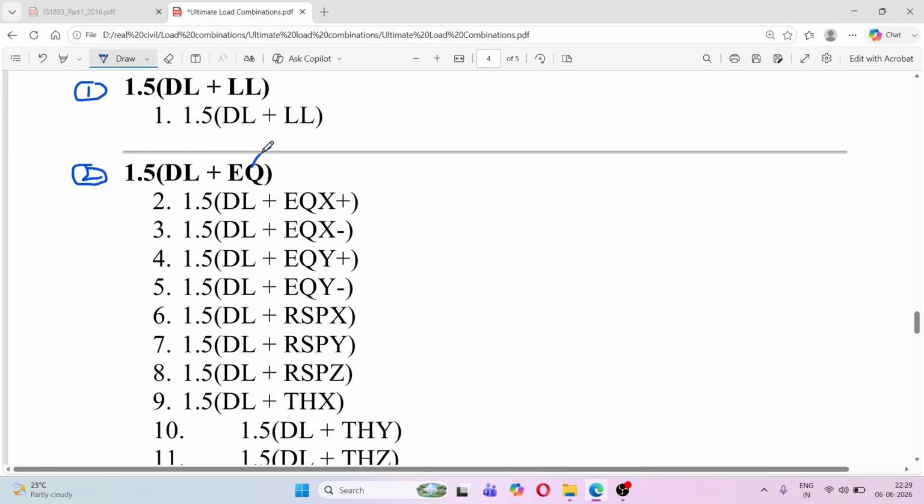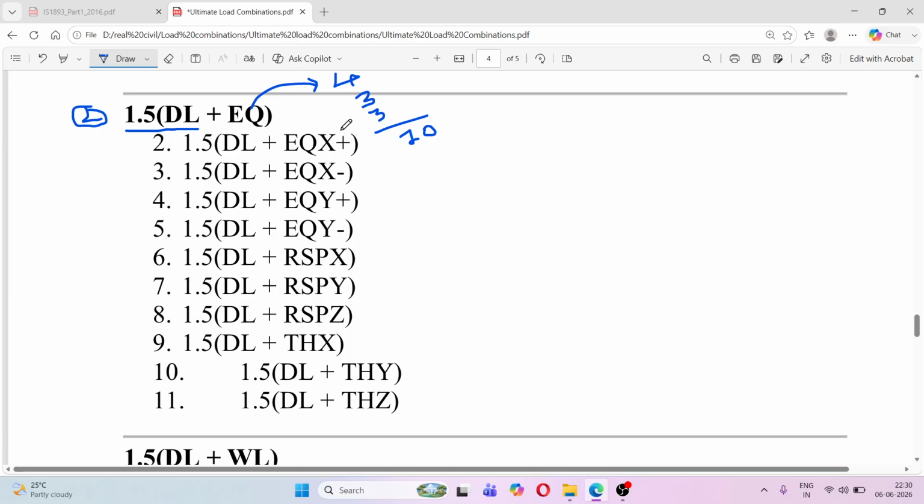But in earthquake, we know that if we perform the equivalent static method, then there will be four cases. In response spectrum, there will be three cases. And in time history, there will be three cases. So in total, there will be 10 load cases or load combinations. So what we need to do is, 1.5 in bracket dead load, this part will be constant.